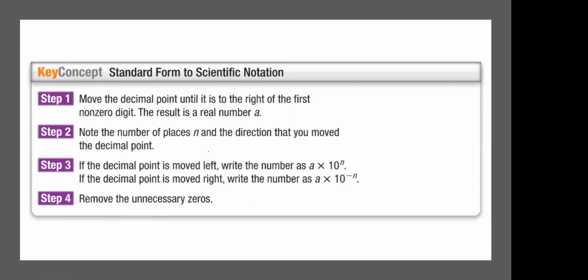If the decimal point is moved to the left, then you would write the number as a times 10 to the power of positive n. If you moved it to the right, then you write the number as a times 10 to the power of negative n, n being the number of times you moved your decimal point. And then you remove any unnecessary zeros, okay?